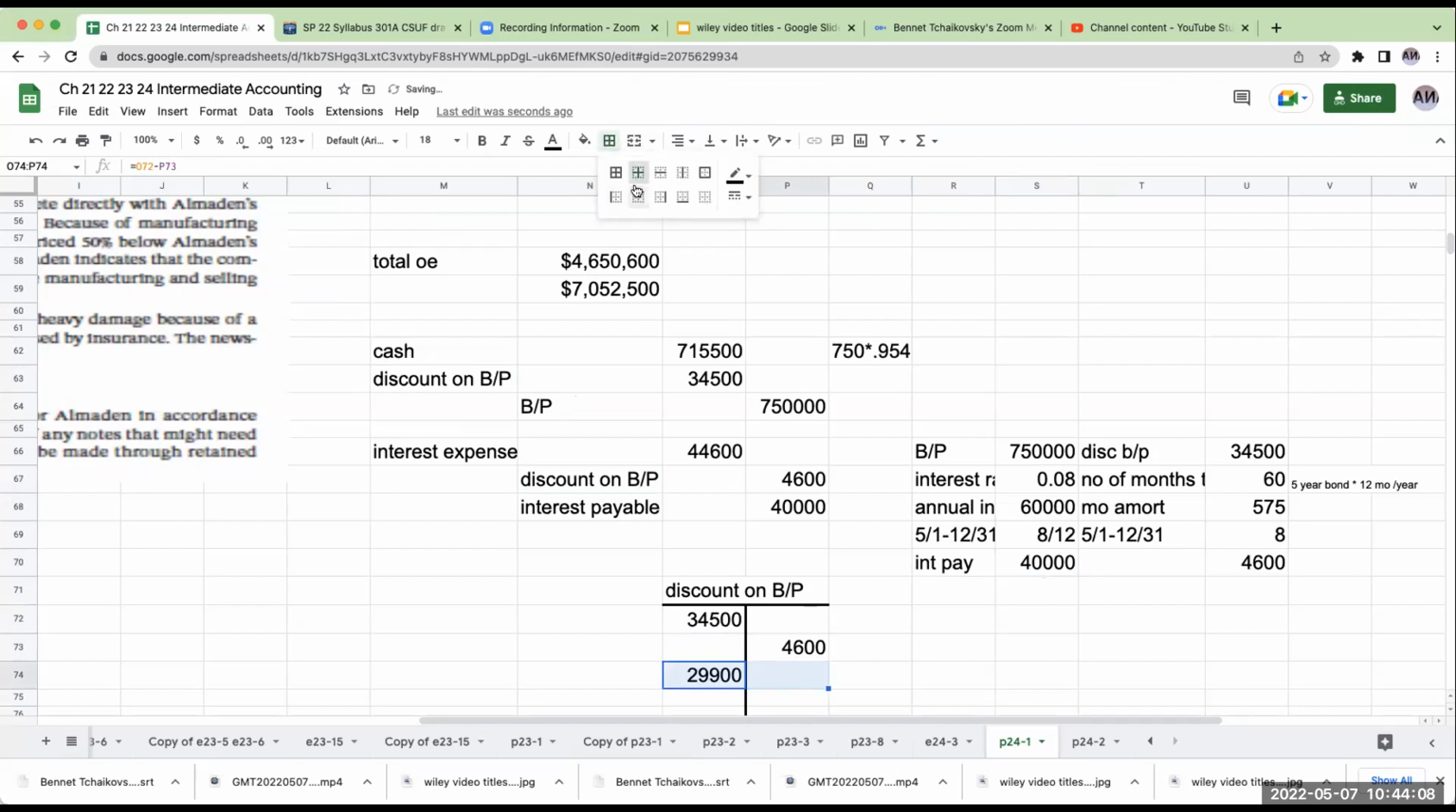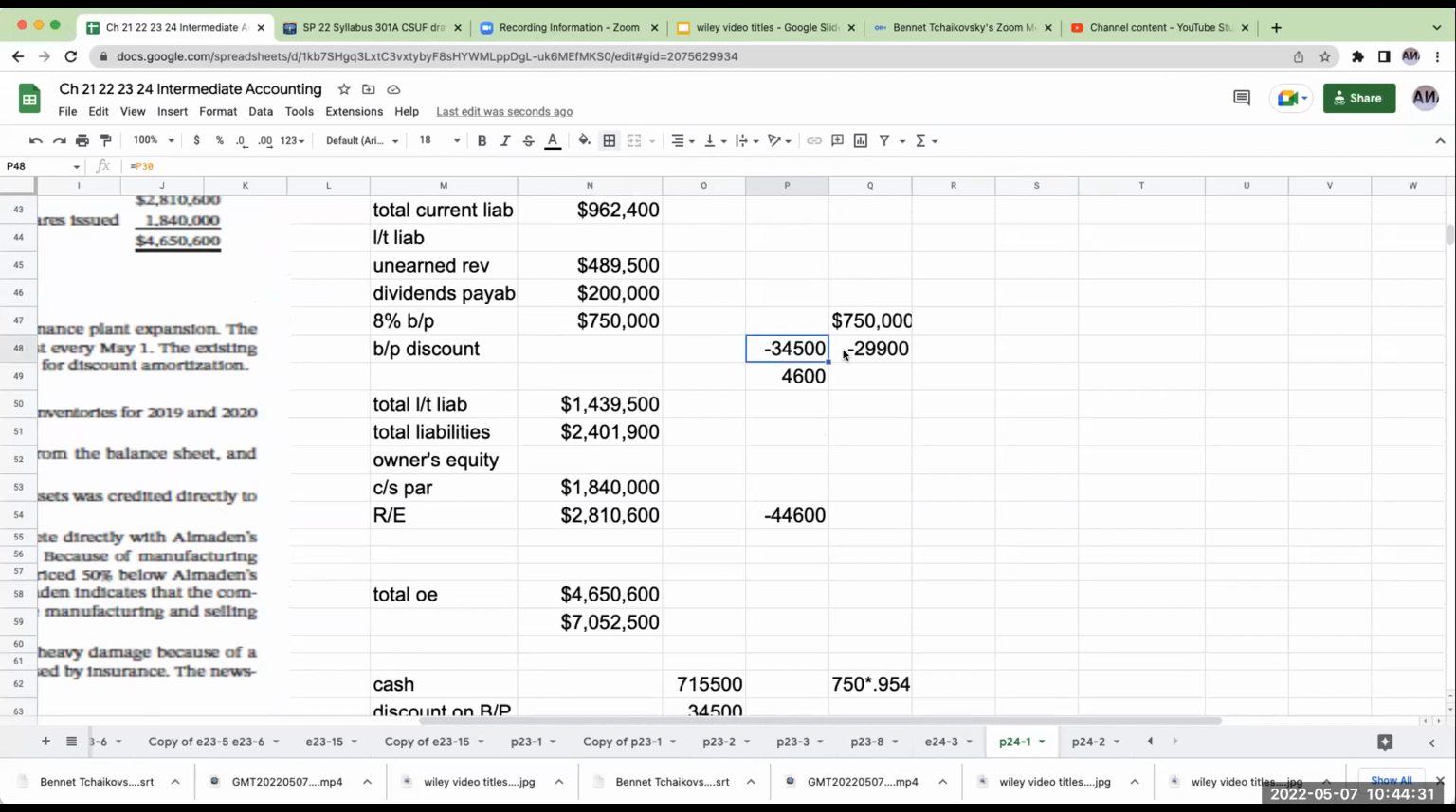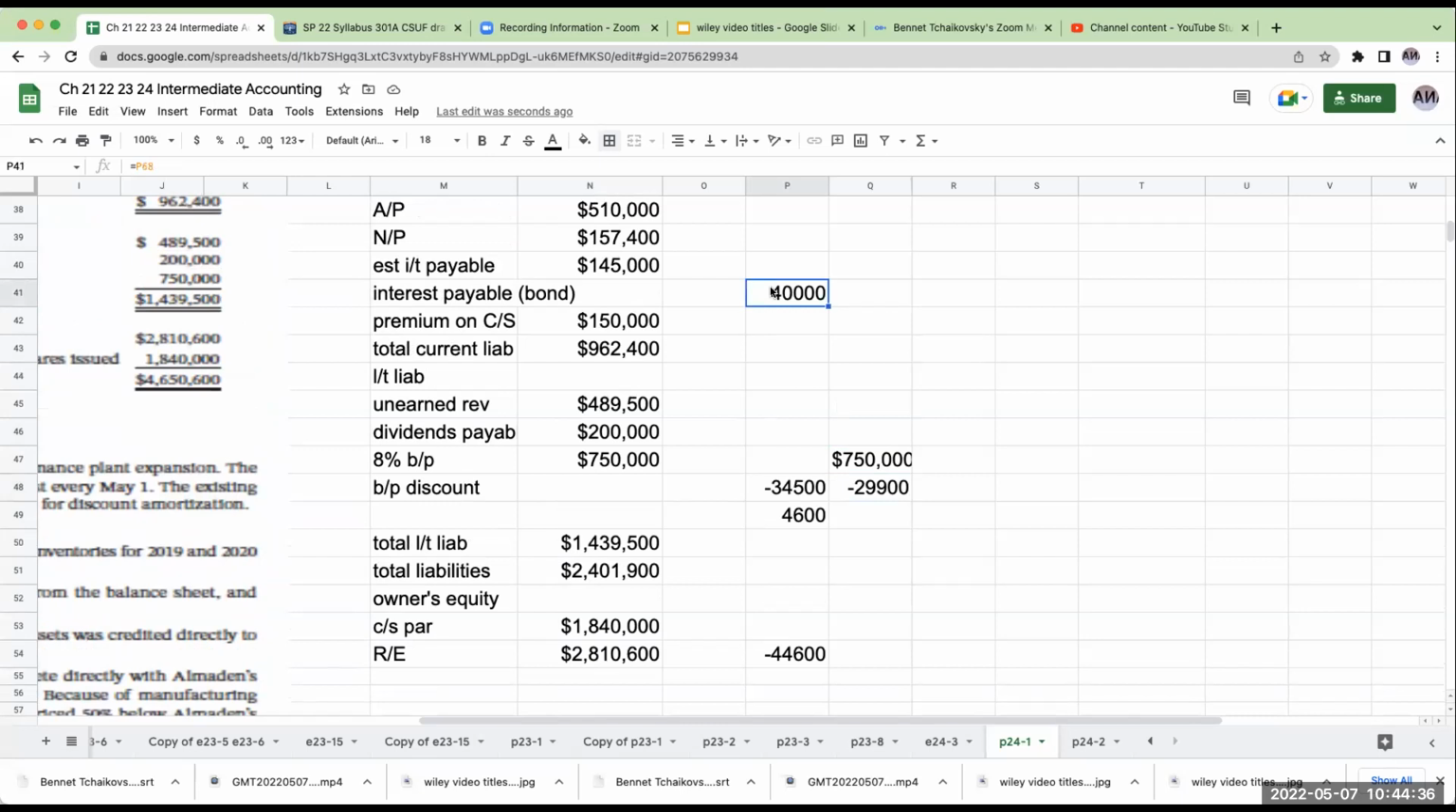So when I look at the discount on bonds payable, I had to amortize this. The bond is a 5-year term or 60 months. If I'm amortizing it straight line, my monthly amortization is $575. At 8 months, it gets to $4,600. So over here, you would have discount on bonds payable and interest payable. My new amount of my bond discount is $29,900. I also have interest payable, which is going to be $40,000.